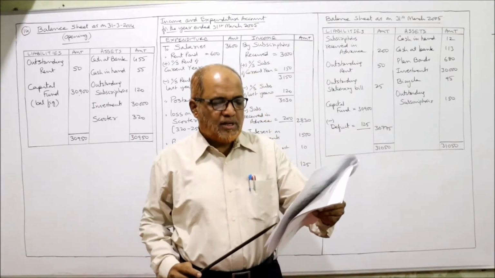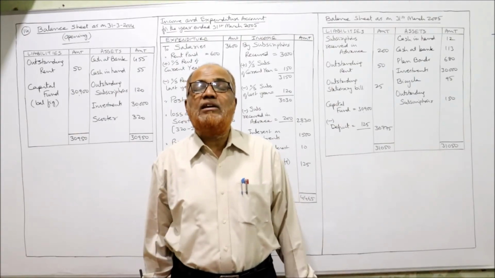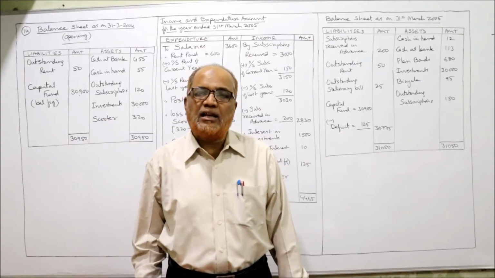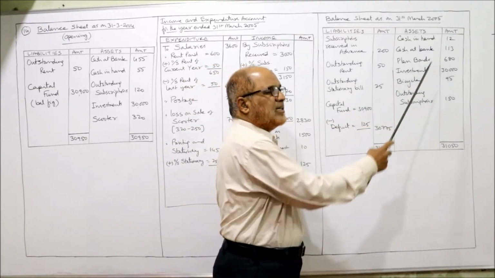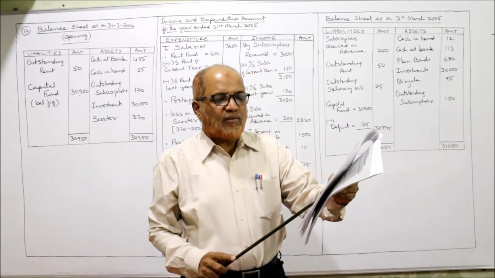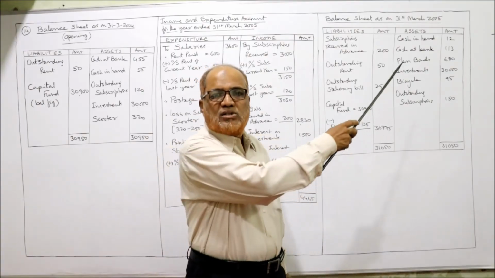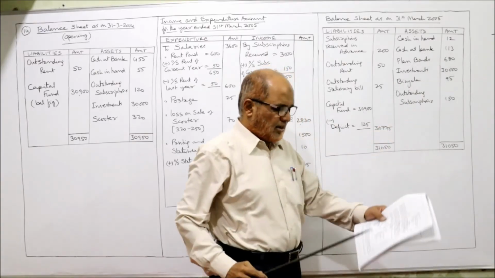Bicycle 95 rupees. And then closing plan bonds. Plan bonds, that is investment. Plan bonds are investment, and investment is an asset. So on the asset side we can take plan bond 680, right? Last one, closing balance. The closing balance of cash in hand 12, cash at bank 113. These balances will be taken on the asset side. Cash in hand 12, cash at bank 113, right?